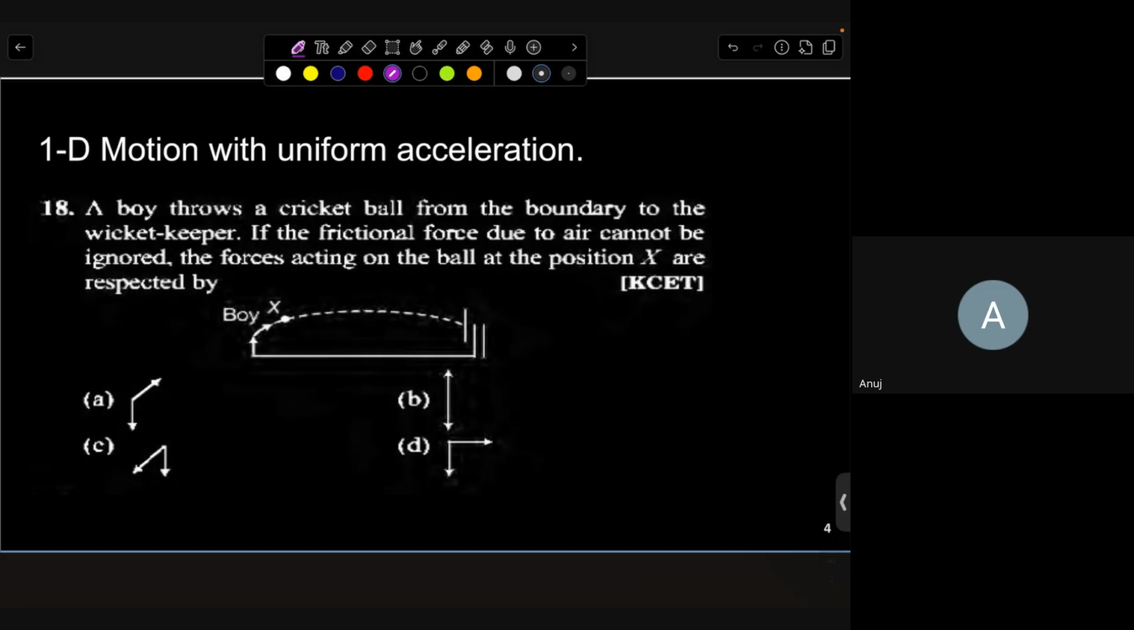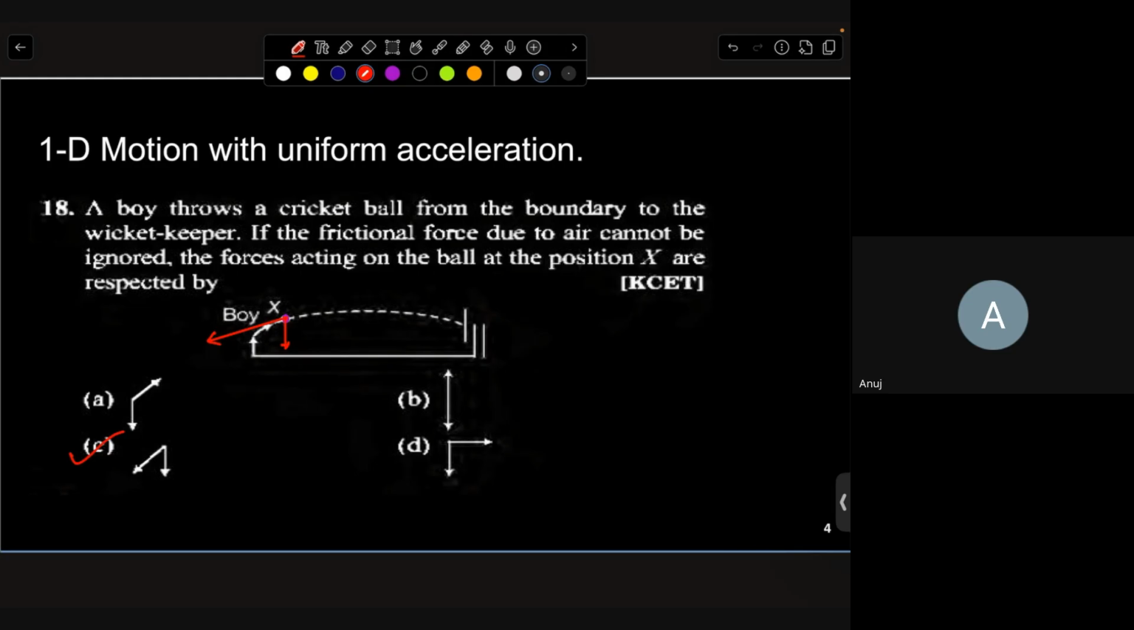So C. Exactly. If this is the point we are talking about, one force will be the gravitational force, and since there is air resistance and at that instant the velocity is in this direction, the friction force will be exactly opposite to the direction of velocity, so our answer will be this.